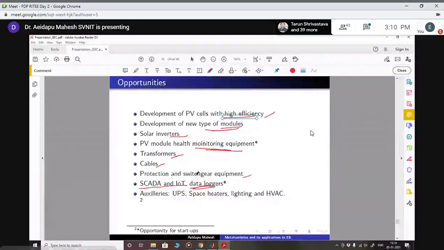Some auxiliary space heaters and lighting, this is all not so much. Where I have put a star, there is an opportunity for startups also. You can develop some equipment. It's not going to be too costly. If you're able to get some equipment in this area, then you can develop a startup by utilizing these ideas.